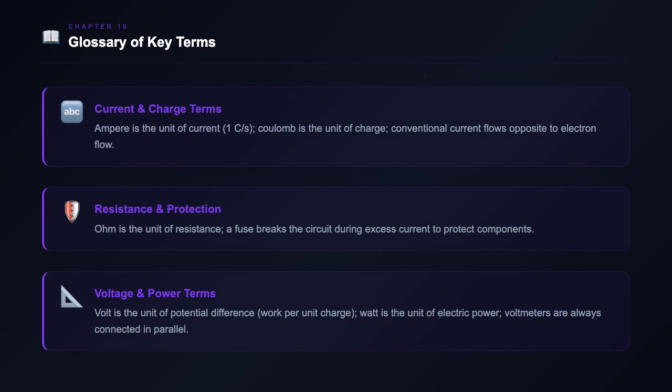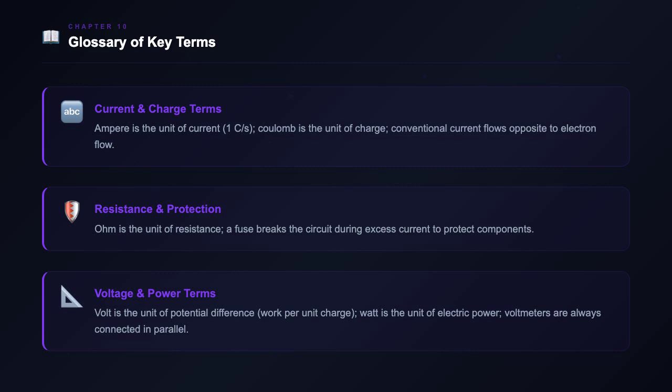Electric current flows through a circuit, a closed path. Conventional current is opposite to electron flow. The coulomb is the unit of electric charge. Electric current is the rate of flow of electric charges. A fuse breaks a circuit during excessive current. Joule's law states that heat produced is proportional to current squared, resistance, and time.